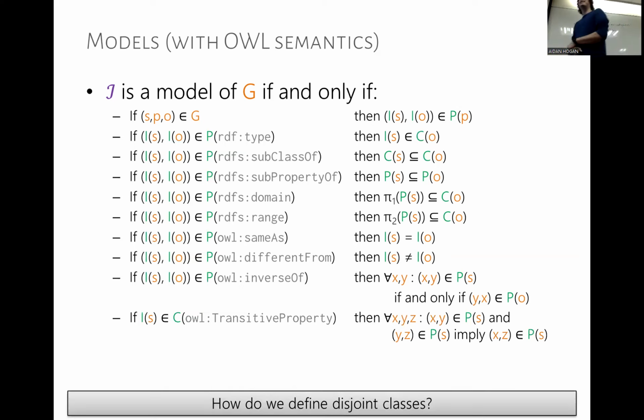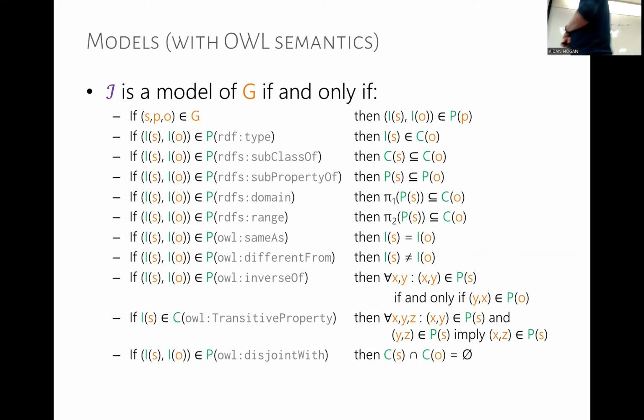Disjoint classes. If S and O are in the relation disjoint with, for classes, what does it mean? It means the intersection of CS and CO is empty. If we say that S and O are disjoint classes, it means that they have no individual in common, so their sets must be disjoint, which we write by saying that their intersection is empty.